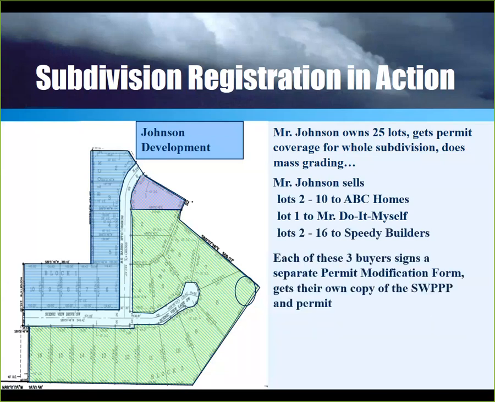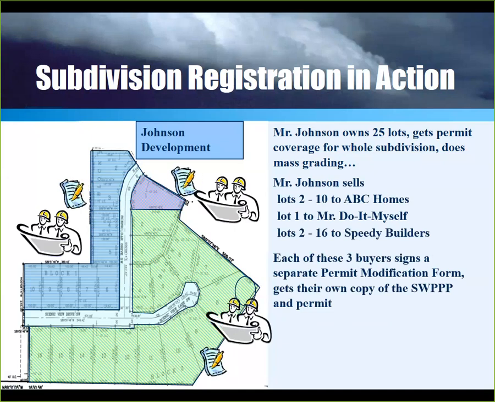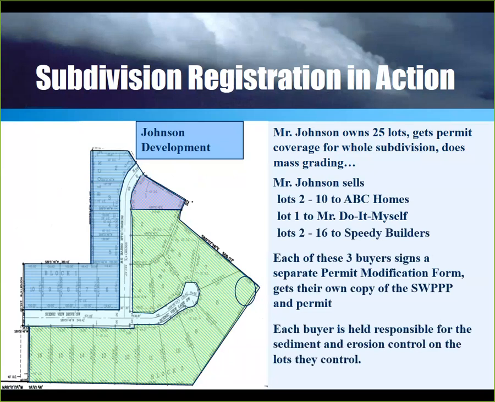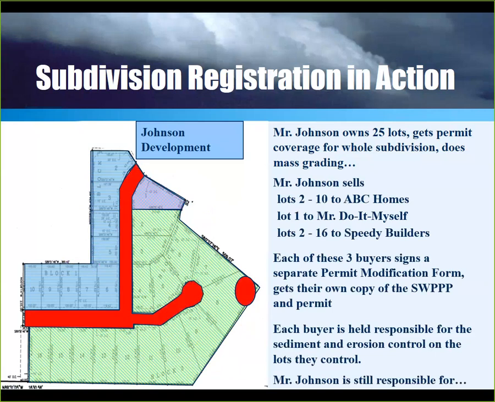Each of these 3 buyers signs a separate permit modification form, gets their own copy of the SWPPP and permit. Each buyer is held responsible for the sediment and erosion control on the lots that they control. Mr. Johnson is still responsible for the permit requirements of the streets and the permanent stormwater management system.